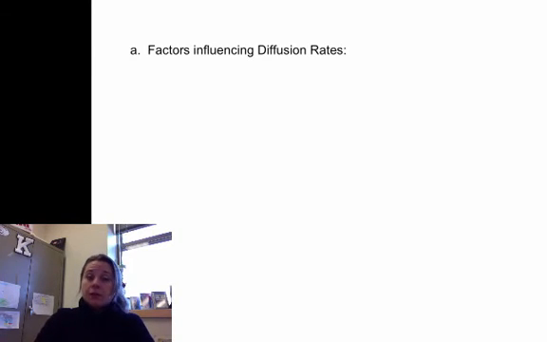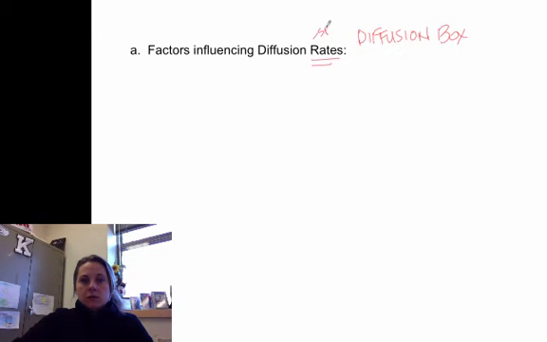Now, there are things that are going to influence how fast diffusion happens. And we are going to do a most neat lab. Well, I think it's neat because it's student designed, which I really like. A few years ago, a student actually designed this lab, and it's called the Diffusion Box. And we are going to do this in class. What the Diffusion Box does is explore some of these things that influence the rate, right, the speed, at which diffusion happens.